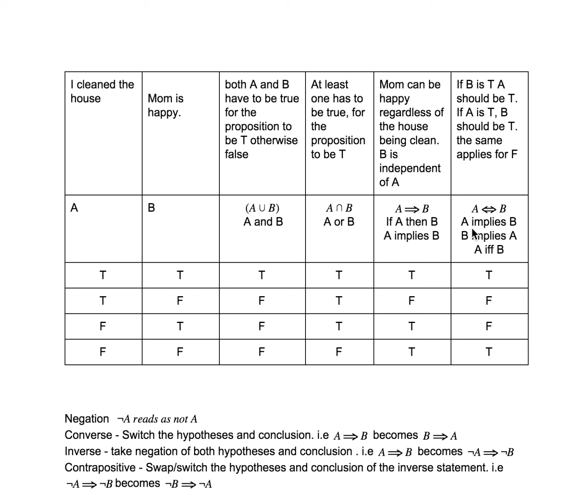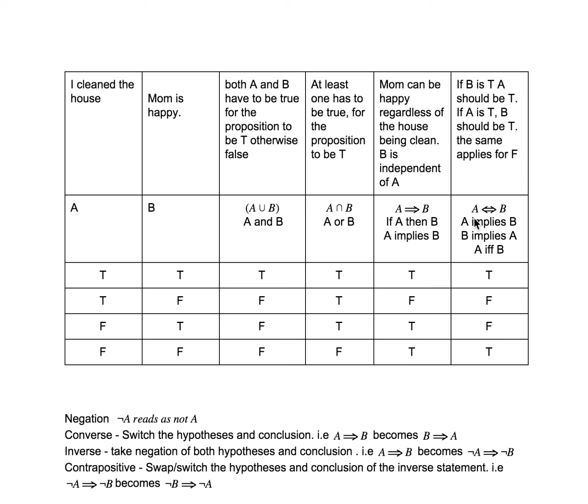So for instance, let's just go through the last one here. It says if B is true, A should be true. If A is true, B should be true. The same applies for false. That is, if B is false, then A should be false in order for this statement to be true.